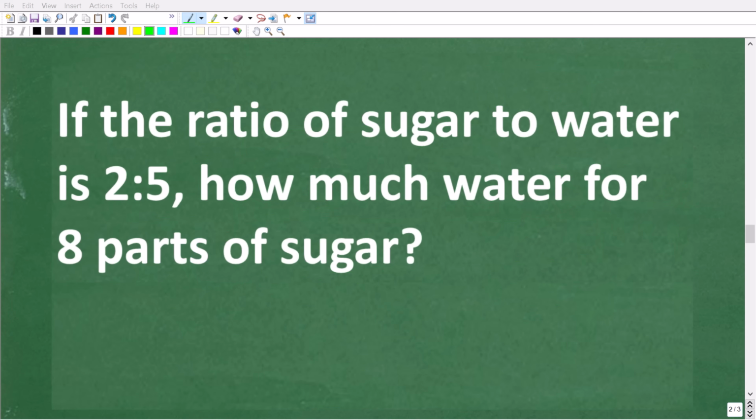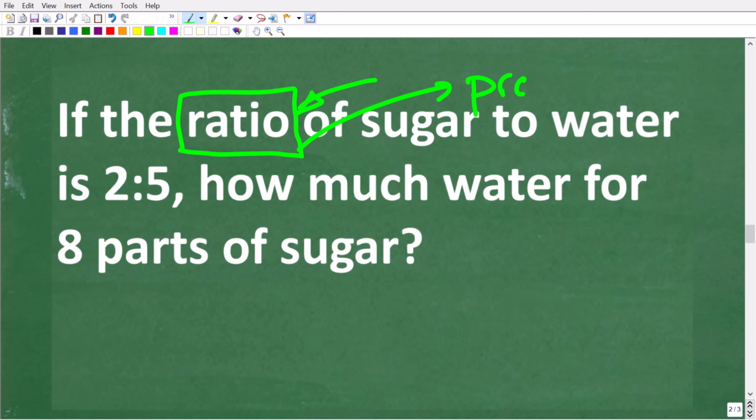So to solve this problem using algebra, we still want to focus in on this word ratio. And anytime you see the word ratio in a math problem, you want to be thinking about a fraction, and you also want to be thinking about a proportion, which is two equal fractions. So we're going to be setting up a proportion to solve this problem.